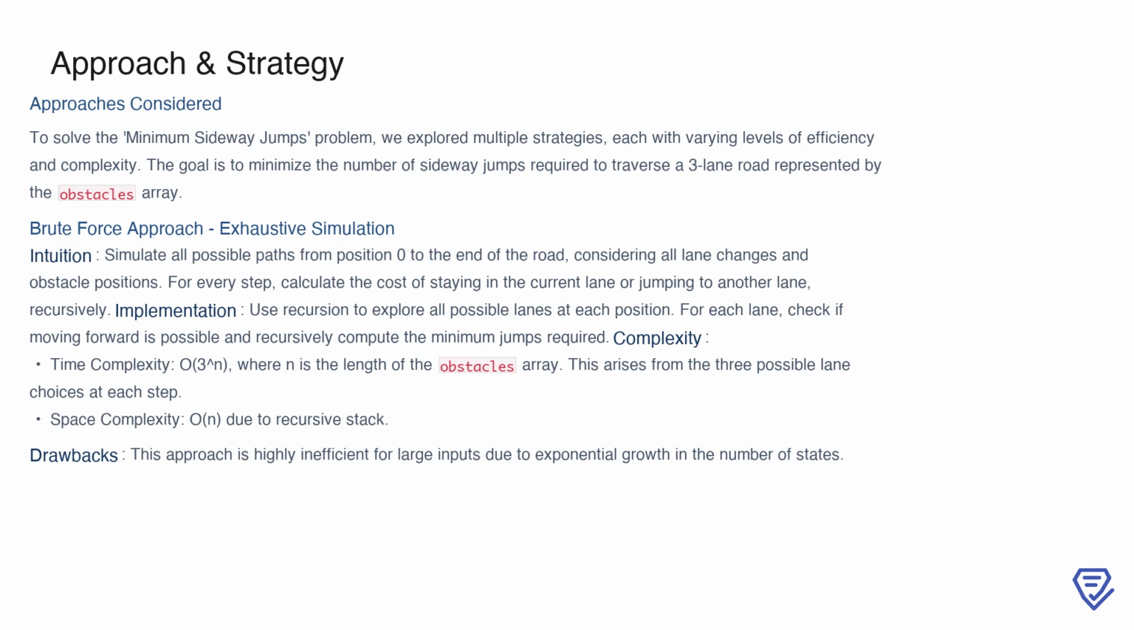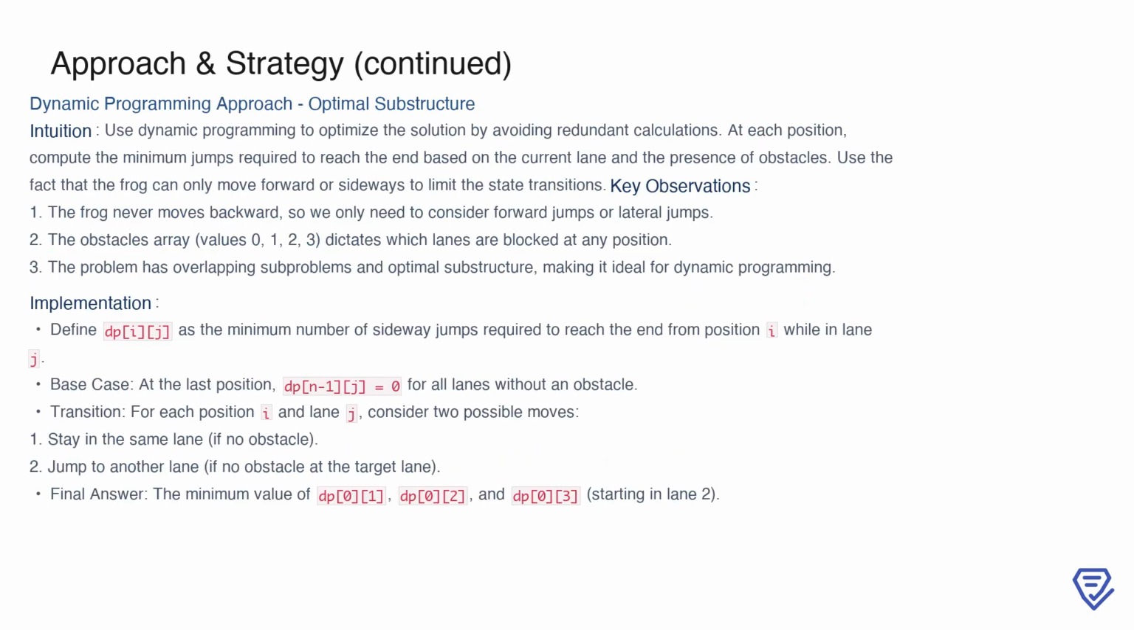large datasets. A more efficient approach is to use dynamic programming, which leverages the optimal substructure of the problem to minimize redundant calculations. Here, the key insight is that at each position, the minimum jumps required to reach the end can be computed based on the current lane and the presence of obstacles. Importantly, the frog only moves forward or sideways, significantly simplifying the possible state transitions. The obstacles array plays a crucial role, as it tells us which lanes are blocked at each position.